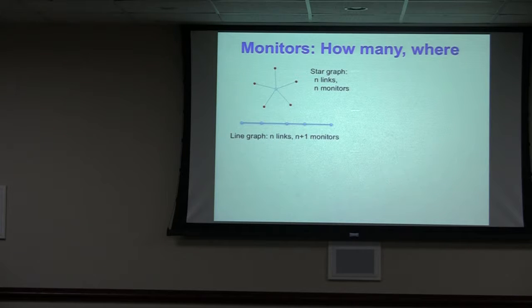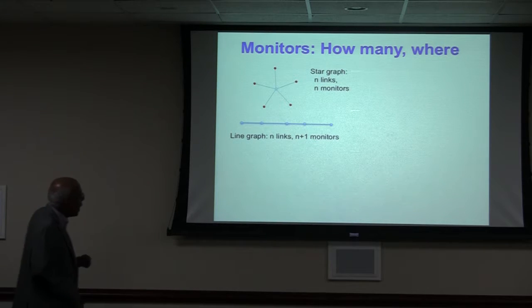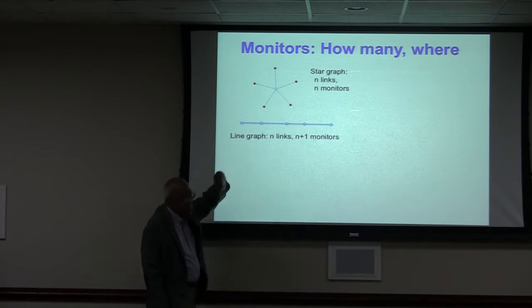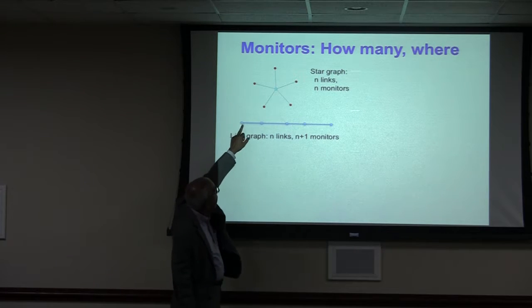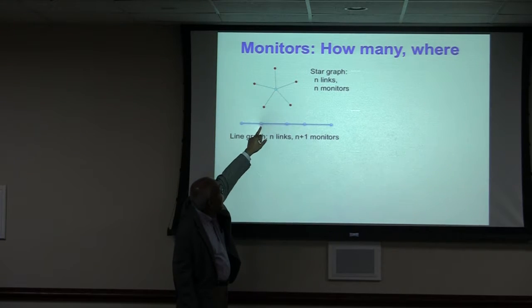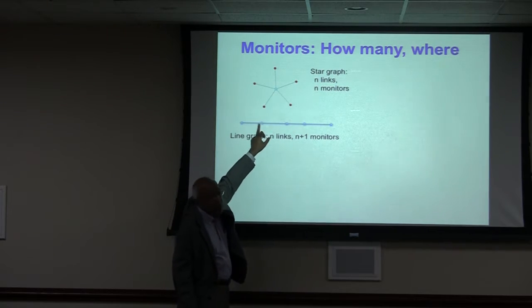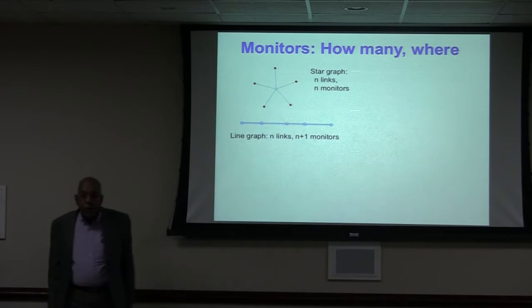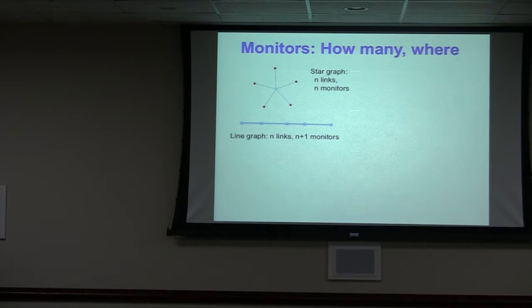Okay, so let's think of a line graph. Again, I have n links, but here every node has to be monitored. There's no way I can infer about this length. This degree 2 node has to be a monitor, otherwise I can only get the sum of these two. I cannot get them individually. Right? So clearly all degree 1, degree 2 nodes have to be monitors. What can I say about other ones?